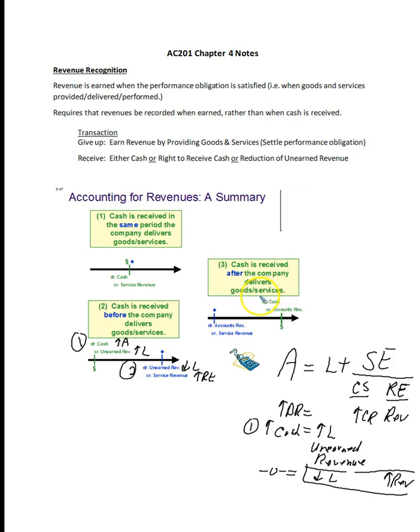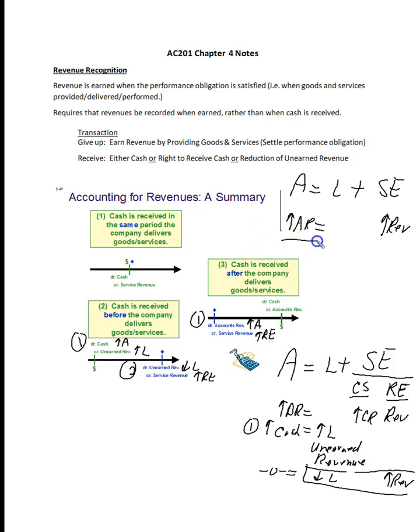And the third possibility is that we provide services first. So here's our accounting equation. We provide the services, so we earn the revenue, but we don't get cash. Instead, we get an asset called accounts receivable. I'm just going to abbreviate it AR. So assets go up, and retained earnings goes up via service revenue. So that's the event that takes place first.